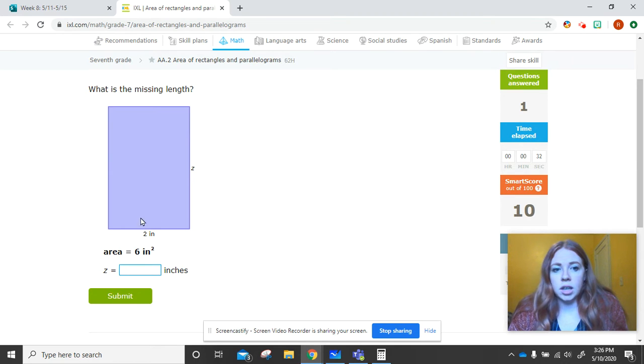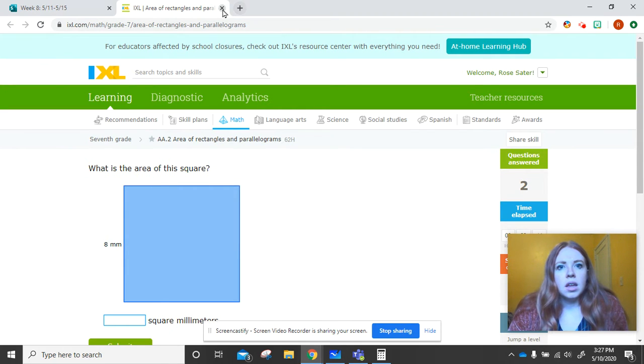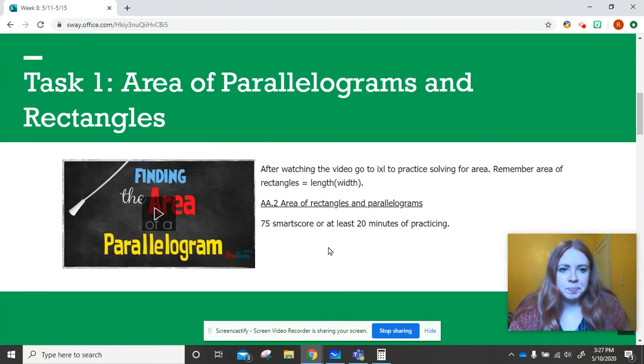If you get a question like this one where it gives you the area and you need to find the missing side length, instead of multiplying, you would do the inverse, which is dividing. So we would do 6 divided by 2, which would give us 3. So that was for task 1.